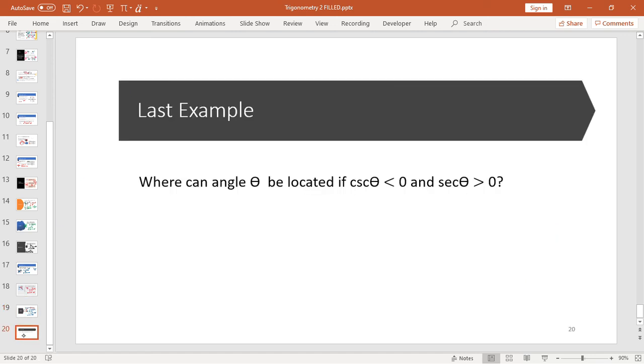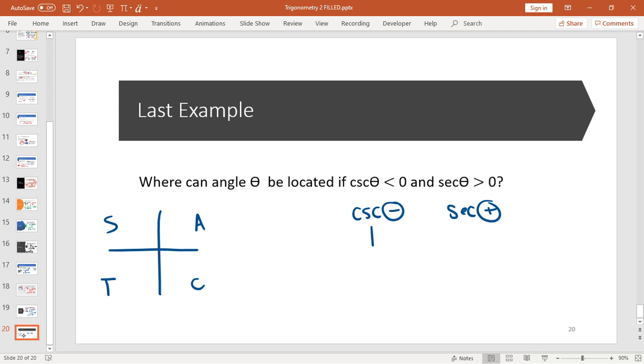Last slide. Where can angle theta be located if I give you these two conditions? So this is saying that cosecant is negative because it's less than 0. And this is saying that secant is positive. So I don't really have much to say about the reciprocal ratios. I prefer to think about the primary ratios. So before I do anything on my CAST chart, I'm going to recognize that if it's cosecant, we're talking about sine. And if it's secant, we're talking about cos.